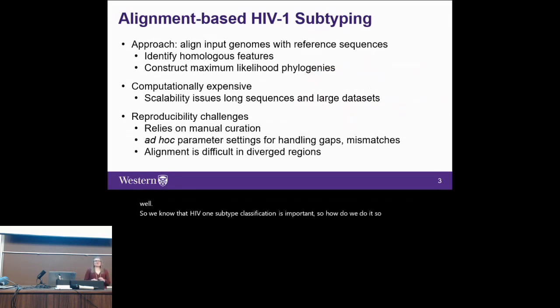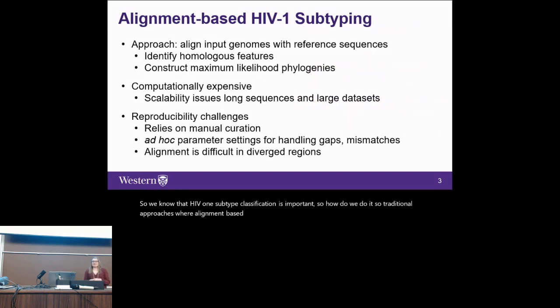So traditional approaches were alignment-based that involved basically taking an input genome and aligning it with reference sequences. And some tools that are BLAST-based would look at identifying homologous features, while others use that sequence alignment to construct maximum likelihood phylogenies. However, these alignment-based approaches are computationally expensive because there can be scalability issues with long sequences, so working with entire genome sequences, as well as large data sets.